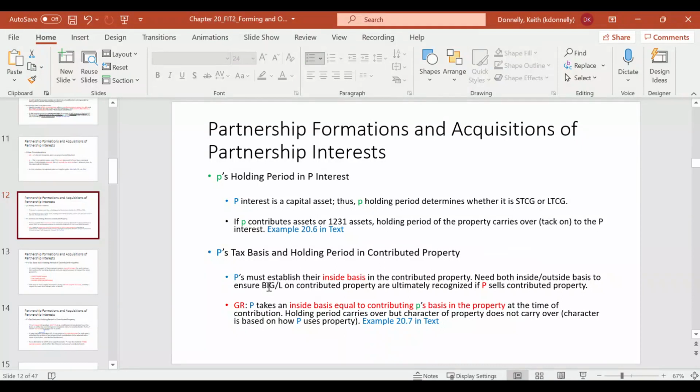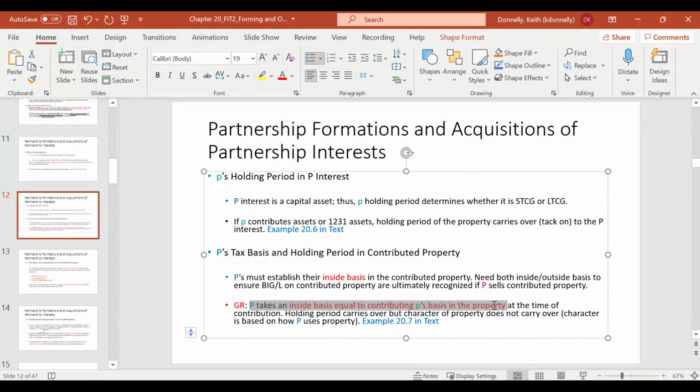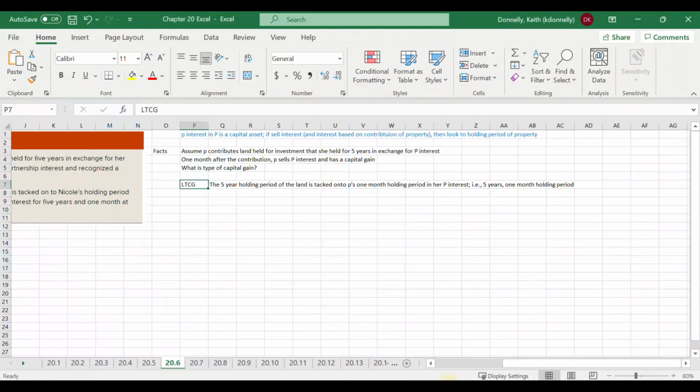The next thing here is inside basis. So we said inside basis is important. We need to know about this, because if the partnership itself sells contributed property, we need to know, how does this inside basis affect it? Generally, the partnership is going to take a carryover basis at the time of the contribution. Whatever the partner had, the partnership's going to have. The holding period carries over, but the character of the property, in this case, we have to look to see how the partnership uses it.